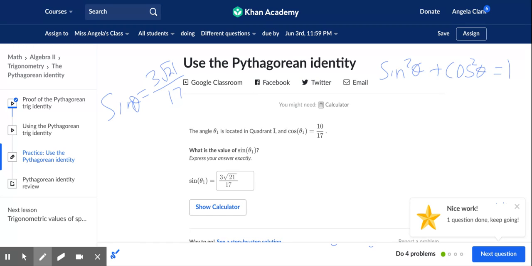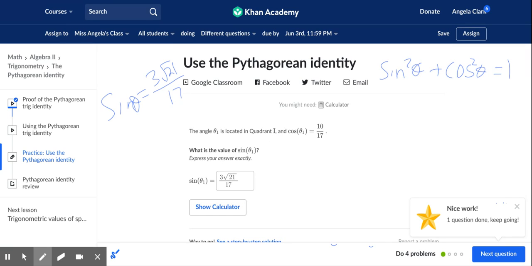But when you're in any other quadrant, you need to make sure that you're paying attention to your signs. So this couldn't have been in quadrants 2 or 3 because cosine would be negative. If they gave us a negative number here, then it could have been in quadrant 2 or 3, and then we would have had to pay attention to what sine was in either of those quadrants. So that's why they tell you the quadrant, so that you can figure out what the sine is.